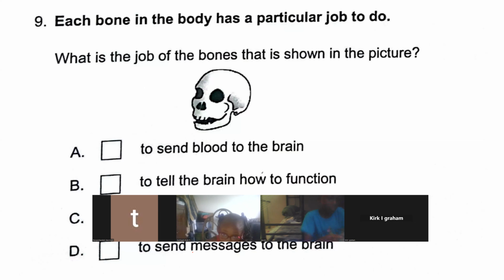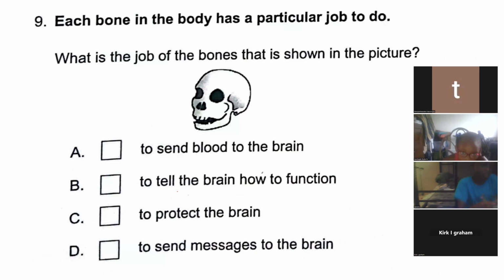And what do you think is the job of this bone shown in the diagram? To protect the brain because the bone isn't a part of the brain. Very good. It's to protect the brain. What do we call this bone? The skull. The skull. Very good.